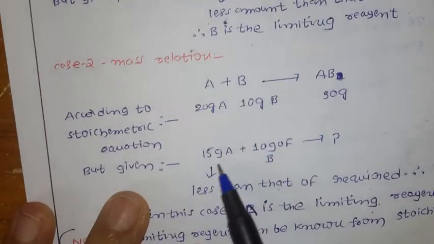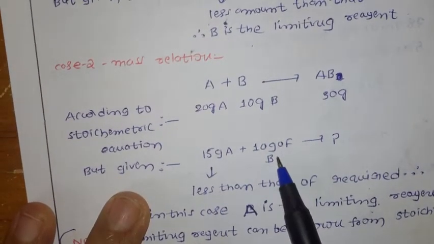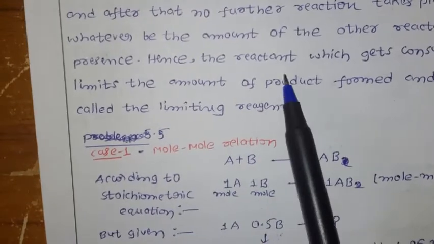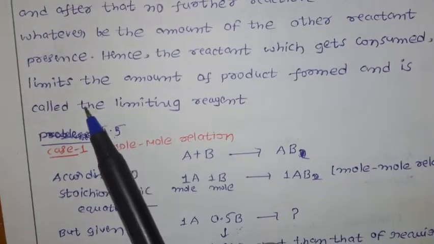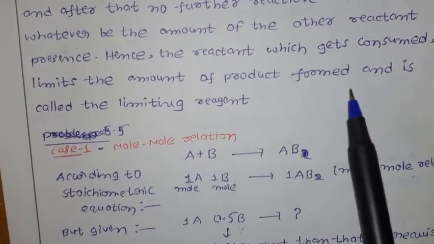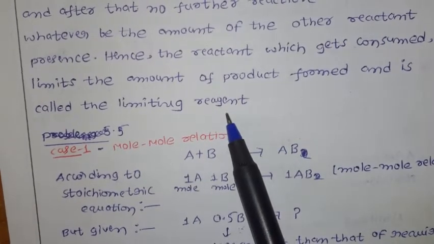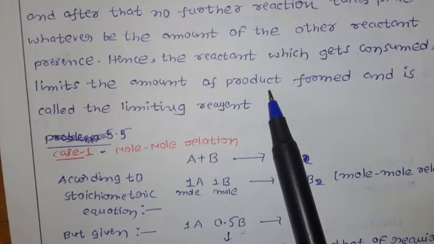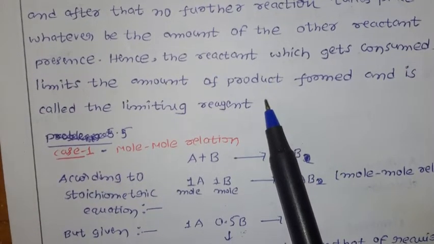In this case what happened? Once 15 gram of A is finished with mix, whatever the amount of B is left, there is no further reaction taking place. So hence the reactant which gets consumed and limits the amount of product formed is called a limiting reagent. After that, no further reaction takes place; that reagent is called what?